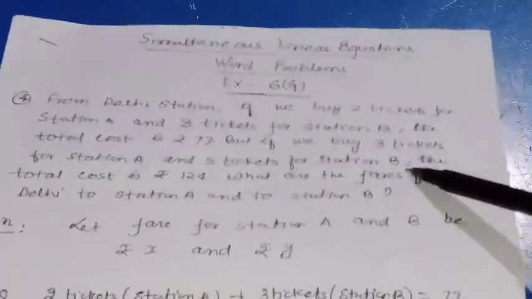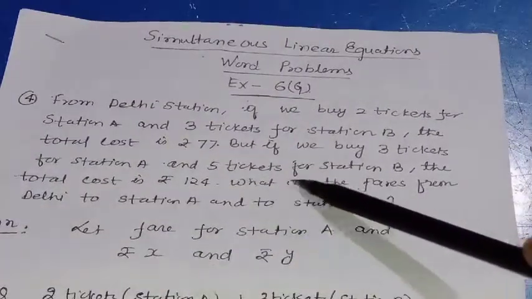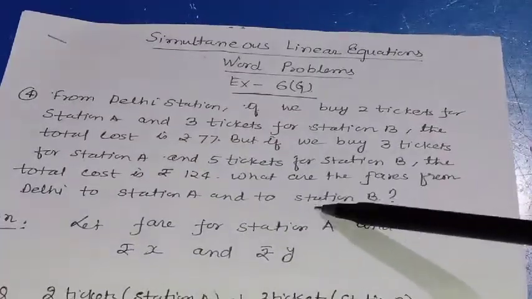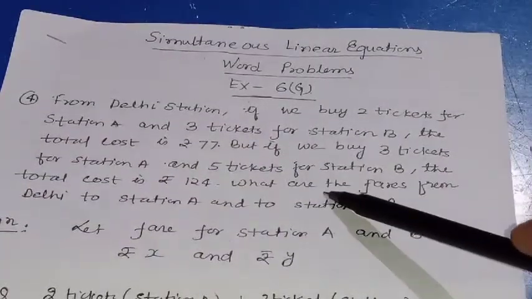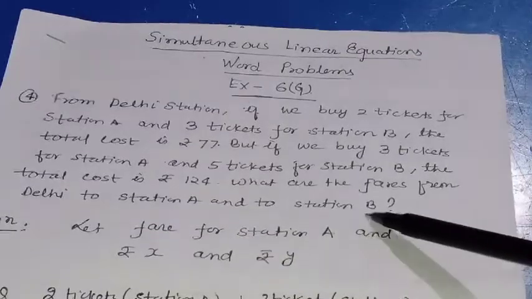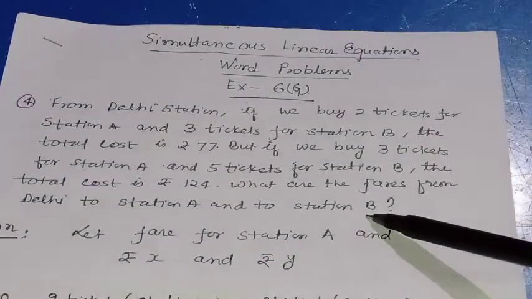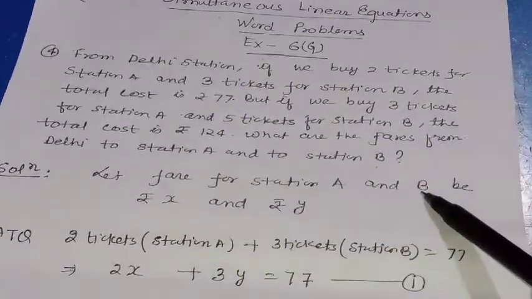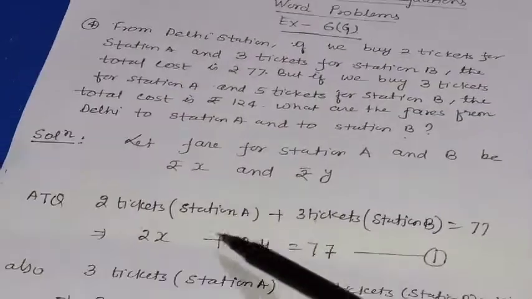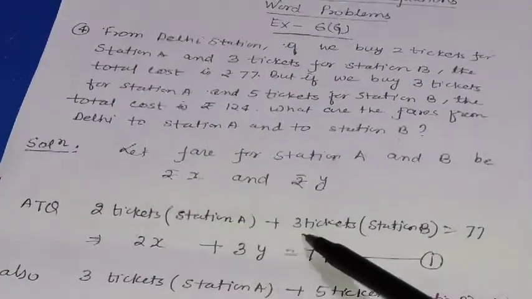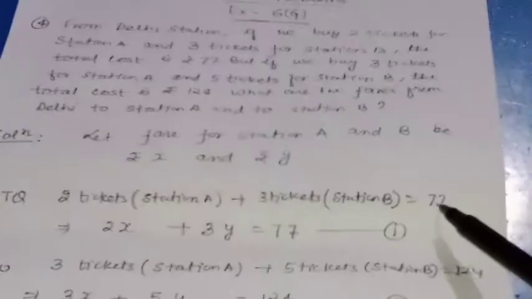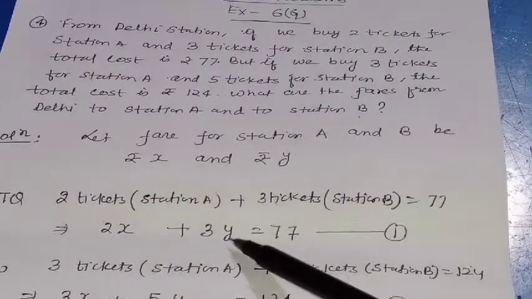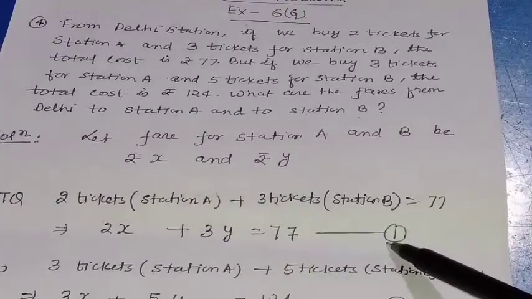But if you buy 3 tickets of station A and 5 tickets of station B, then the total cost is 124 rupees. So you have to find out from Delhi station how much is the fare of station A and how much is the fare of station B. Let the fare for station A be rupees X and station B be rupees Y. So 2 tickets for station A plus 3 tickets for station B is 77. One ticket of station A is X, so 2 tickets is 2X, and 3 tickets for station B is 3Y. 2X plus 3Y is 77. That is equation number 1.